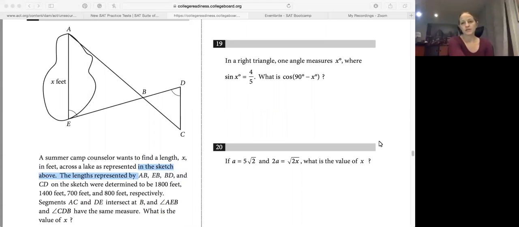Hi, I'm Amanda Paldow, the owner of Triad Tutoring, and we're looking at Test 1, Section 3, problem number 19 in the official SAT study guide.